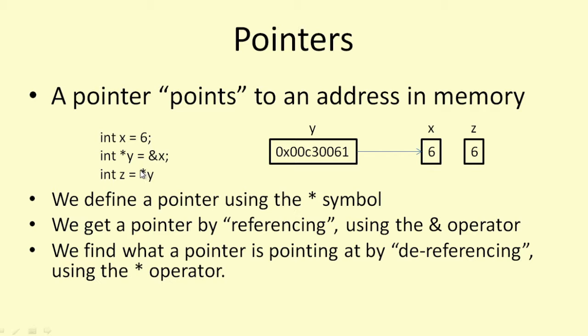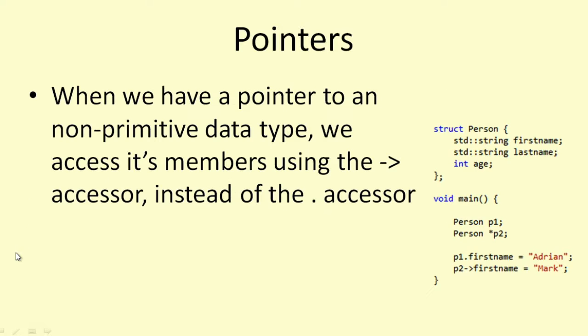So if we use this star operator, we can say, okay, follow back down the pointer and see what's here. So you'll see here int z equals what y is pointing at. So it's not actually going to point to x again. It's going to find out what the value of x is and then copy it into z. It's a very useless example, but it shows how you can go from one to the other.